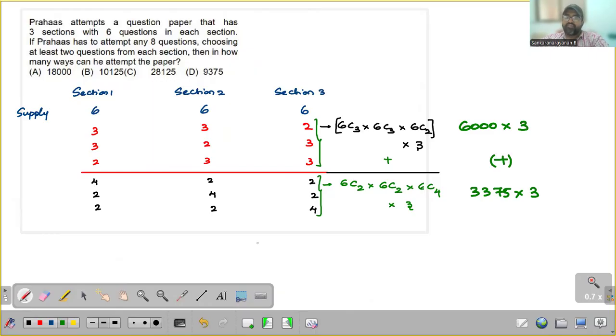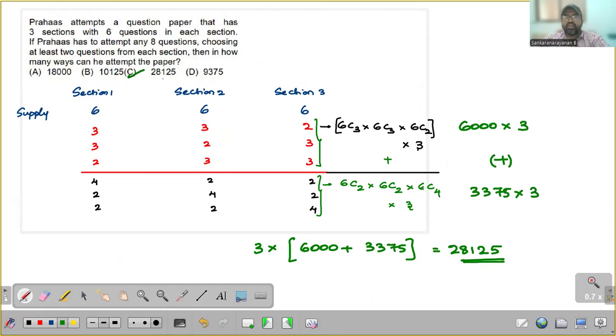You can now simplify this further. It will be 3 times 6000 plus 3375, and we can see the final result. It comes as 28,125. Okay, so this way the calculation is done.